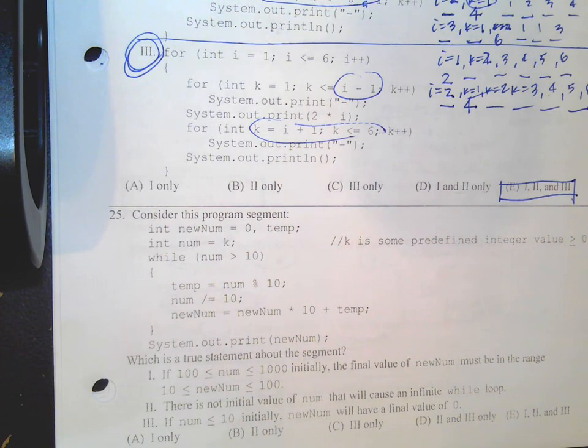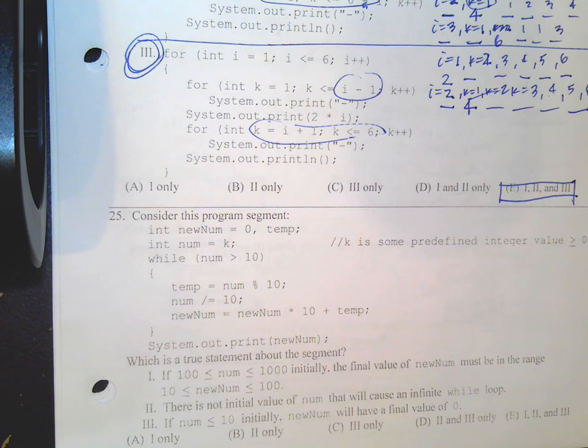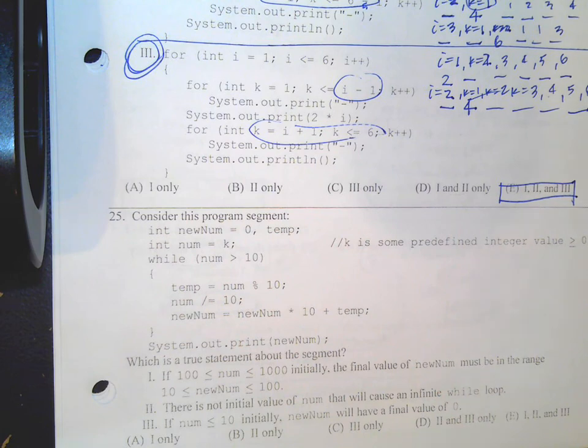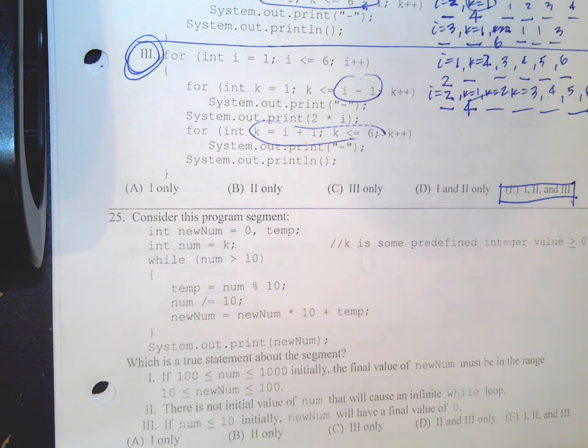Int newNum equals 0, and you have another int temp, and then int num equals k. What is k? K is some predefined integer that's greater than or equal to 0, so it's non-negative. While num is greater than 10, do this. Temp equals num modulus 10. Num equals itself divided by 10. NewNum equals newNum times 10 plus temp.